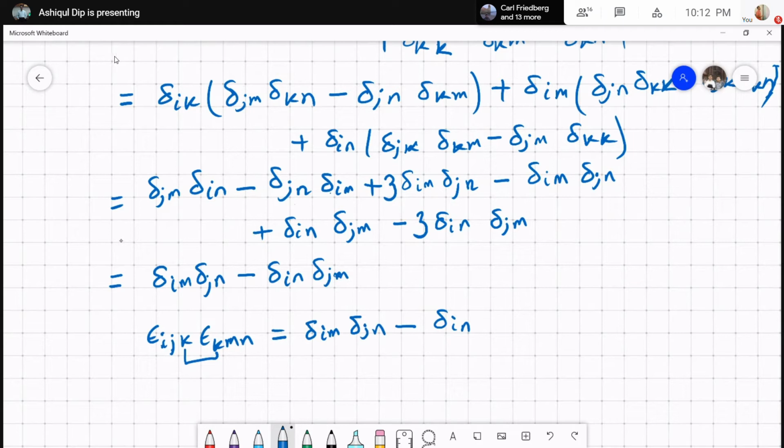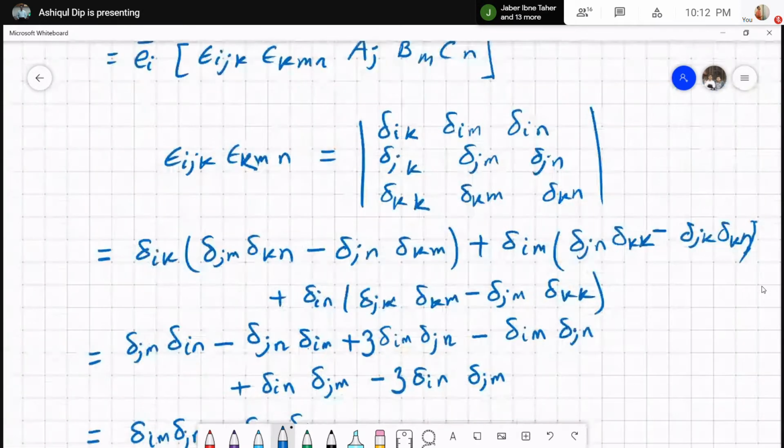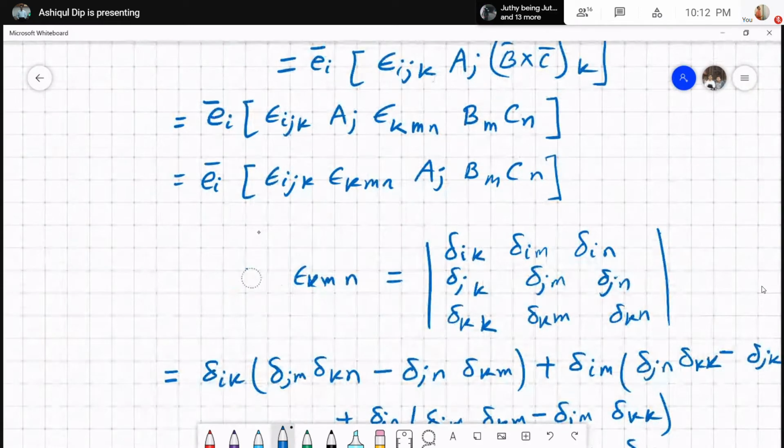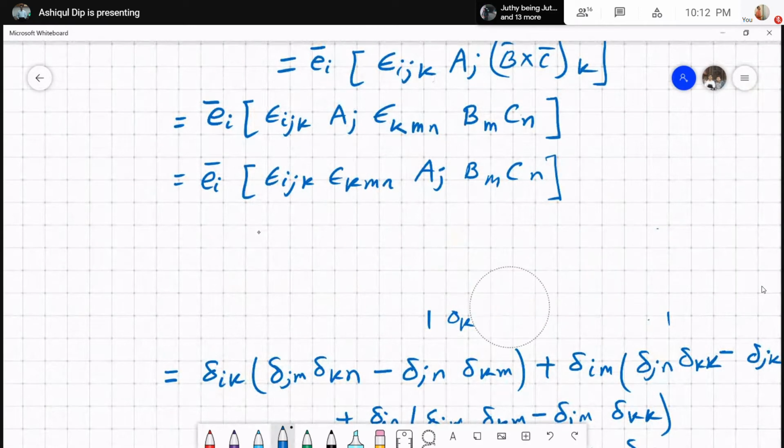And the second one paired with the first one, delta JM. Yeah. So we can use identity over there. So your K is summed over. Your K is summed over.